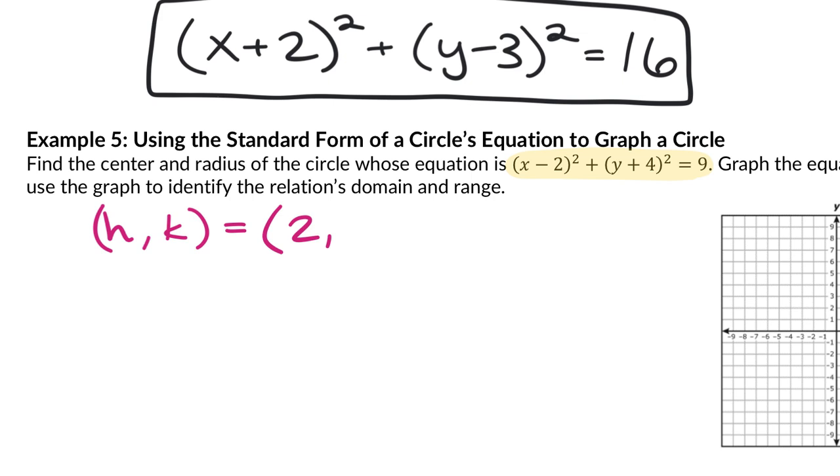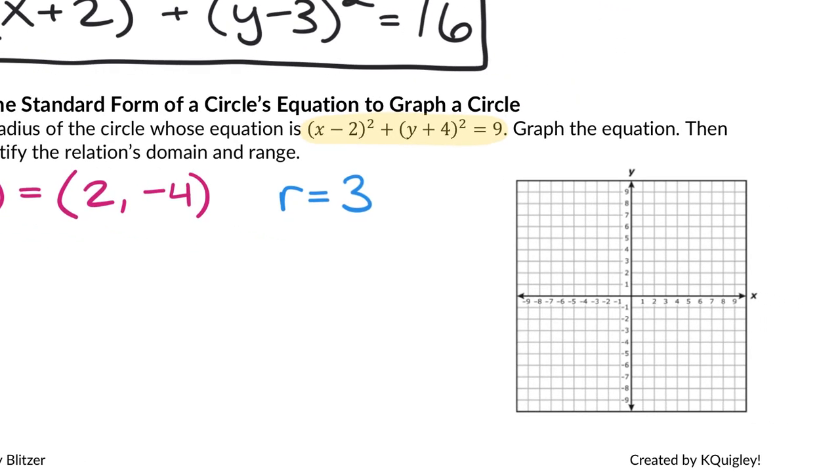And what about the y? -4. Because our formula has a minus sign in it, if you plug in a minus sign, it changes it to positive, and vice versa. So it's the opposite sign from inside the parentheses. Okay, if I keep going, what is the radius of this circle? 3, because the square root of 9 is 3. So my center is at 2, -4. My radius is 3. Let's see if we can graph this one.